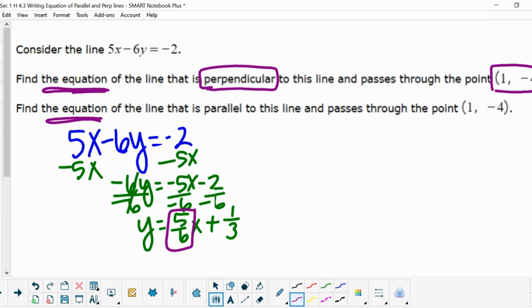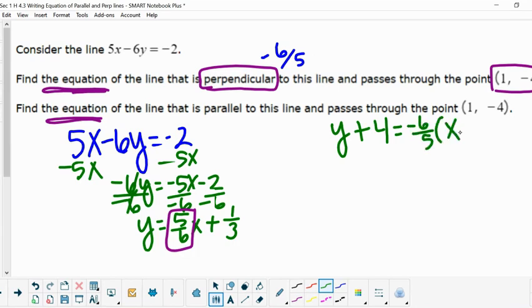Our first job is to create a perpendicular line with this point. So perpendicular, right here, let's write the slope. What's the slope that's going to be perpendicular to this one? -6/5, right? -6/5. So then all you have to do is use your point. What's it going to look like? y + 4 equals our perpendicular slope, -6/5, times (x - 1).